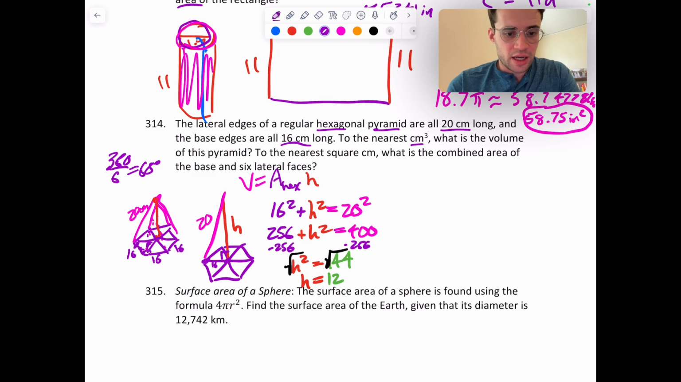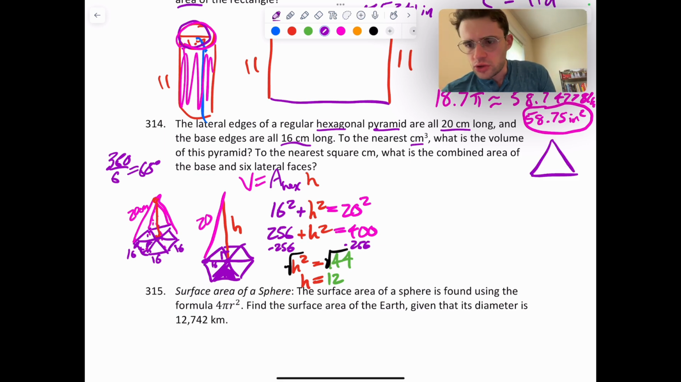So the area of the hexagon, you can find by finding the area of one of the triangles inside the hexagon and then multiplying it by 6, because for a regular hexagon, all of those triangles are congruent. For an equilateral triangle, when you drop an altitude, you will cut it into 2 30-60-90 triangles, right? The 60 is cut into 30 and 30.